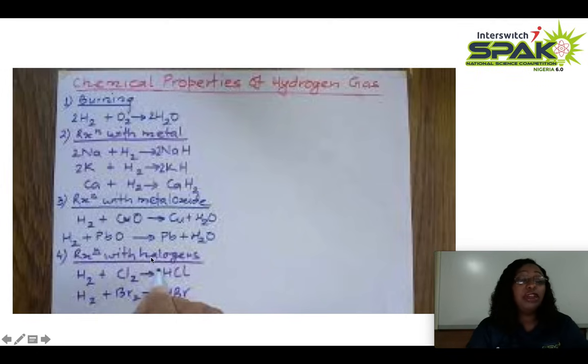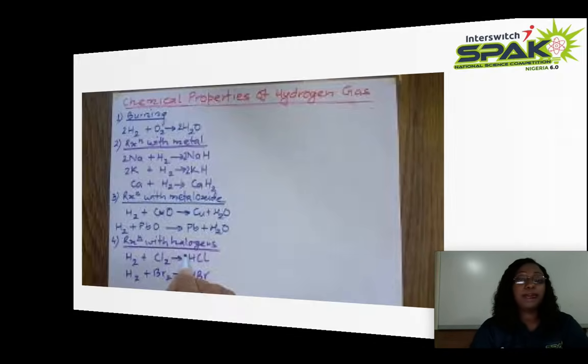Then they react with non-metals. A very good example is the halogens. An example of a halogen is chlorine. So hydrogen reacts with chlorine to give you hydrogen chloride gas. Hydrogen chloride dissolves in water to give you hydrochloric acid.